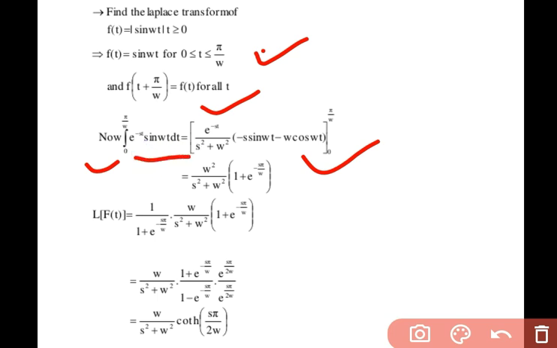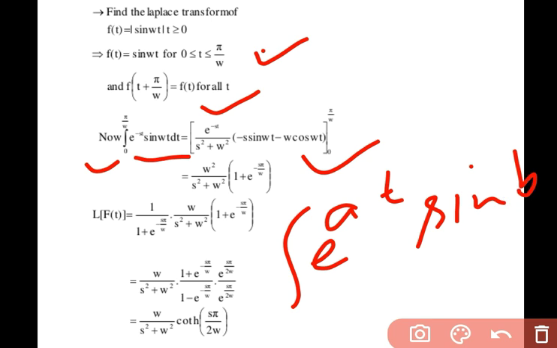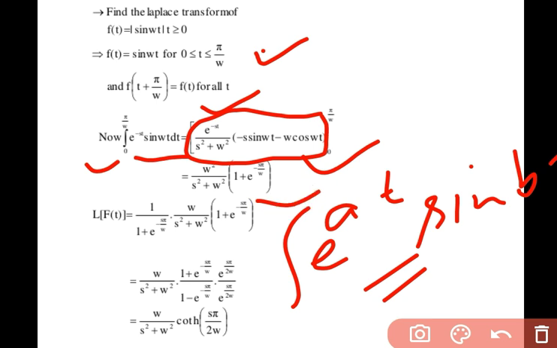Here we use the integration formula directly, which is e to the power at sine bt equal to this form, and finally we get to this, and taking the Laplace transform of this we get this, and after rearranging finally we get w upon s square plus w square, coth of s pi upon 2w.